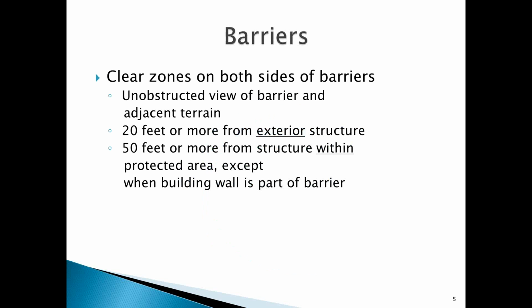Whenever you're building barriers, you can use anything. The side of a building, fence line, natural barriers. You can even dig a moat around your castle if you want to. That's a barrier. But whenever you have a barrier up, you want to make sure you have clear zones on both sides of the barriers. It doesn't do you any good if you have bushes growing up against your barriers that the bad guys can hide in while they're cutting through your barriers. So you want to keep a clear zone: 20 feet or more from the exterior side of the structure, 50 feet or more from within the structure. This gives you a clear zone where you can do surveillance, do patrols, whatever it is you need to do.